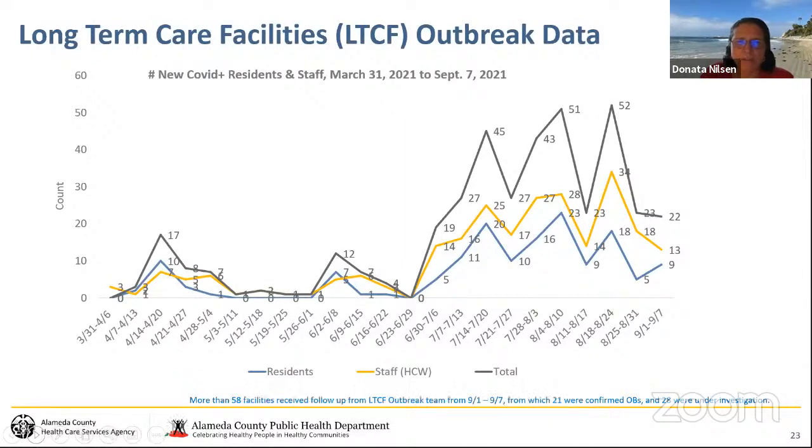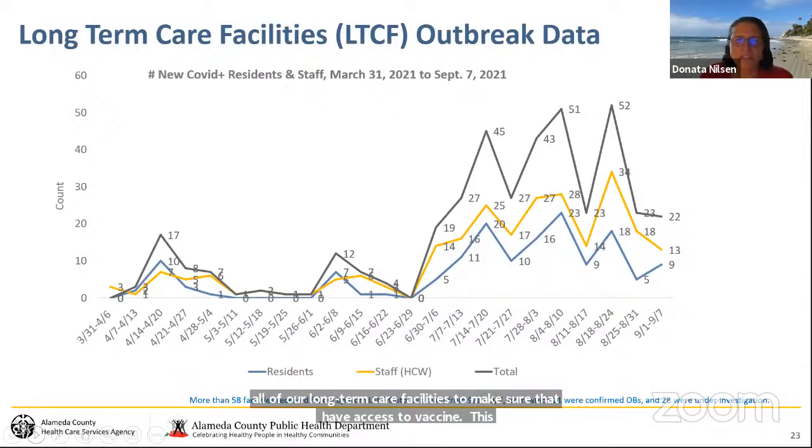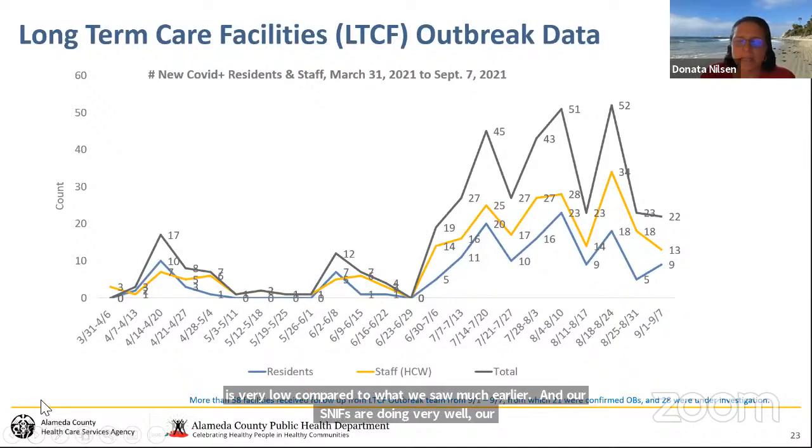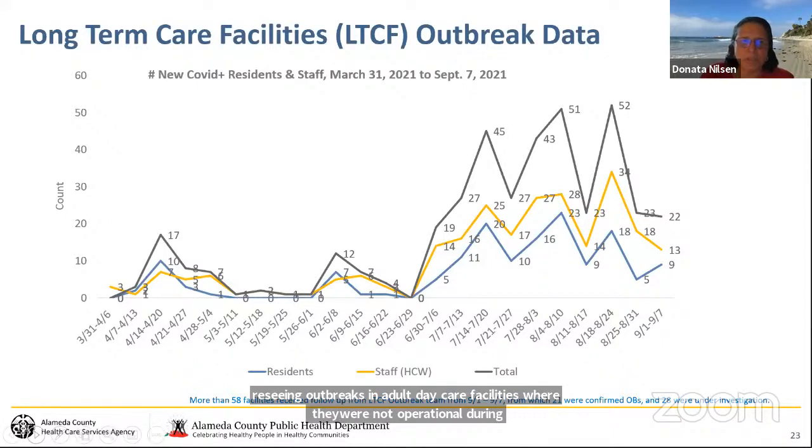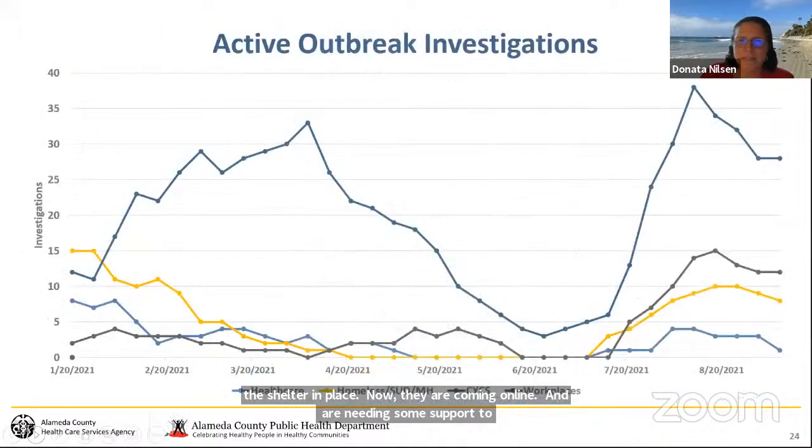And our SNFs, our skilled nursing facilities, are doing actually very well because they have a very high vaccination rate. And we're now really seeing some outbreaks in adult daycare facilities where they were not operational during the shelter in place and now are coming online and are needing some support to manage any outbreaks. And then the final slide, next slide, gives you just an overview of the different types of outbreaks.